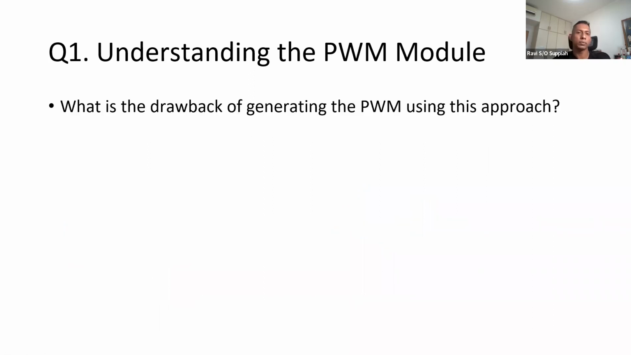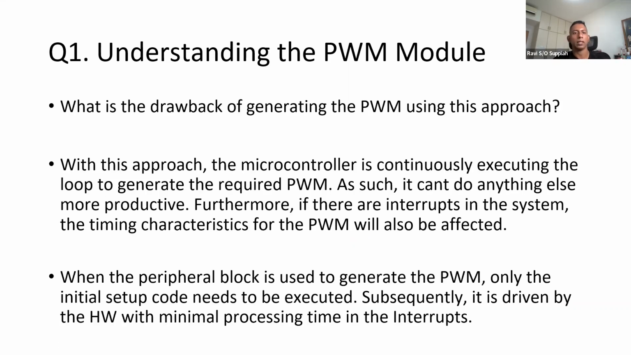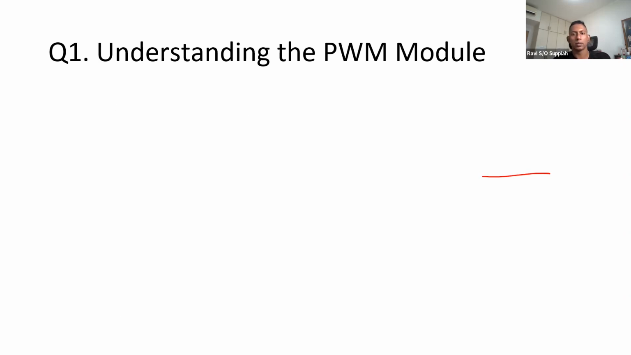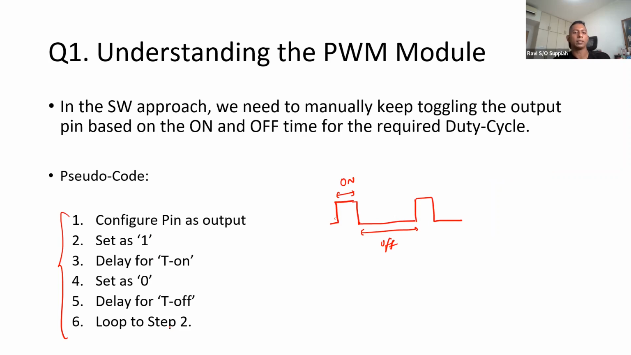It works, right? You can still drive a motor, but what is the drawback? The major drawback is that you basically can't do anything else because you're continuously executing the loop. You can't say that in between I want to read a switch or update some other LED. You can't do anything, because the moment you do something, the whole timing sequence goes off.